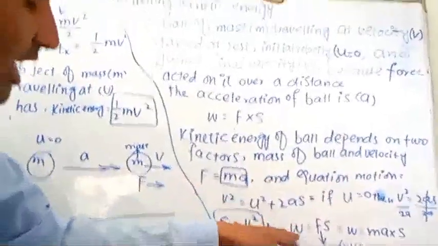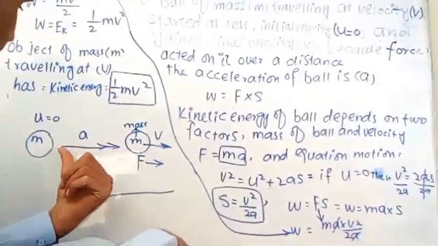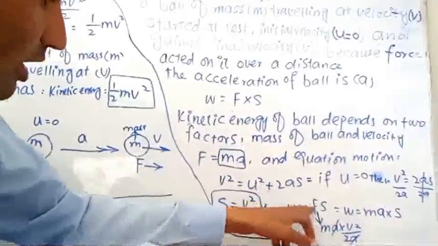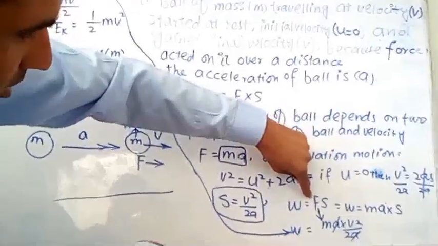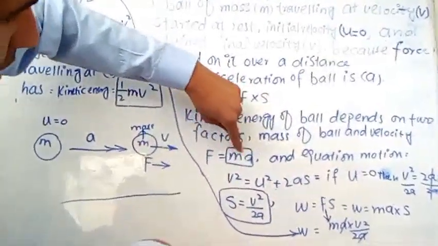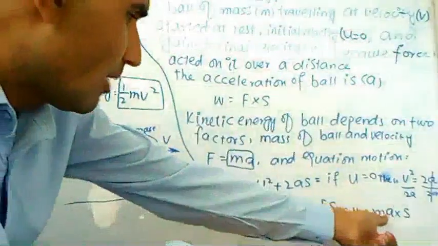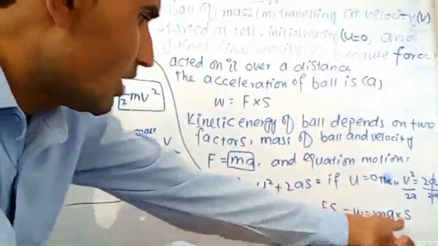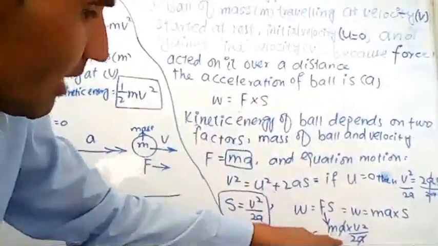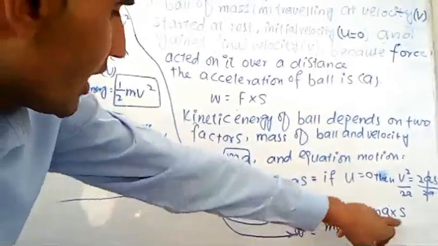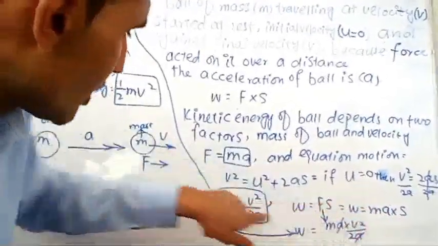As we know, work is equal to force times distance. Why? Because work is done when the object moves some distance by the force. Now for the force in the formula of work, we put the value ma from Newton's second law. For force we put ma, and we multiply this ma with s. Why? Because s is in the formula of work. Now in the place of s we put s equal to v square divided by 2a, because here the value of s is v square divided by 2a.